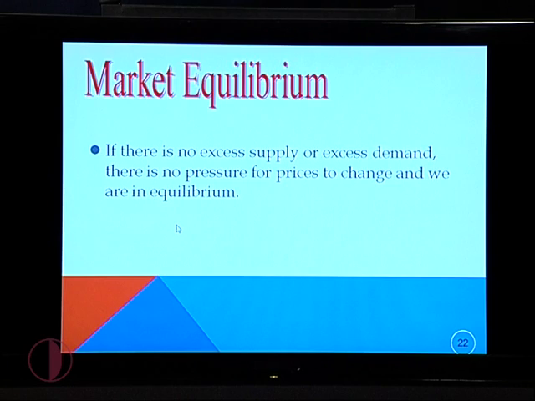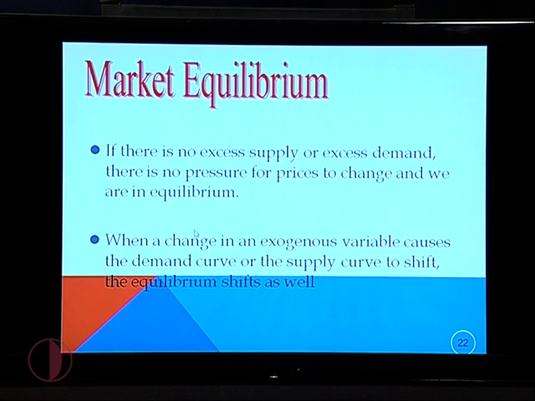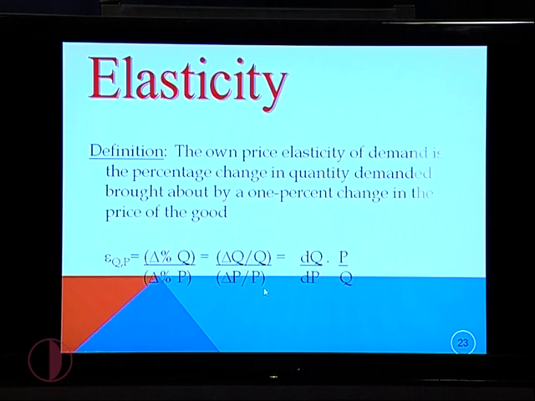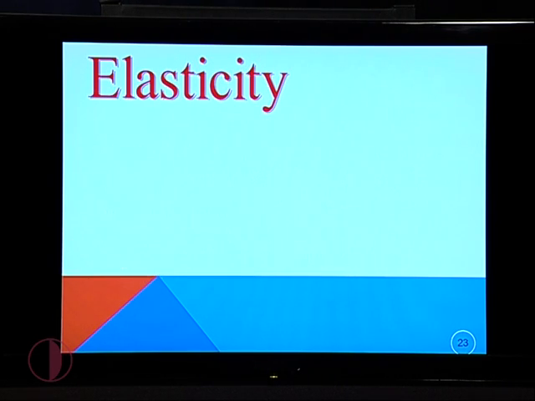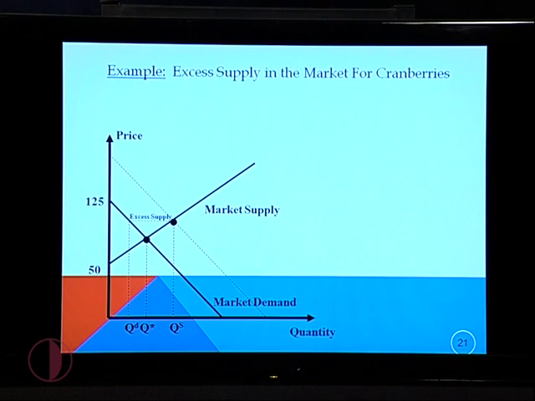If there is no excess supply or excess demand, there is no pressure for price to change, and we are in the equilibrium. When a change in exogenous variables causes the demand curve or the supply curve to shift, the equilibrium shifts as well. Then we are of course using the elasticity for estimating these unexpected surpluses in the economy or scarcities. As you observe here, look up these equations.